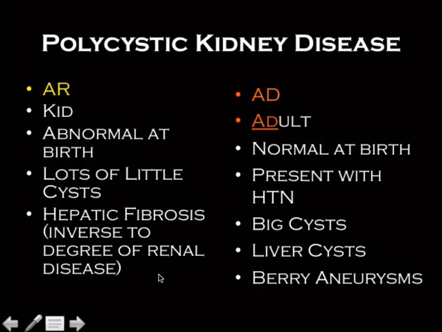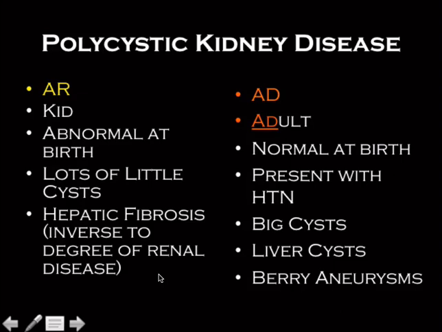So another thing that sort of looks like a cyst, but this time it's in the head. Now with regard to the kid, autosomal recessive, remember, because AD for adult, the other one is the other one. They're abnormal at birth because it's a pediatric disease. And instead of having big cysts, they have little cysts because they're little people. And here's the really good take-home point here, is that instead of having cysts in the liver, they have a fibrotic disease in the liver. And that fibrotic disease is inverse to the degree of the renal disease.